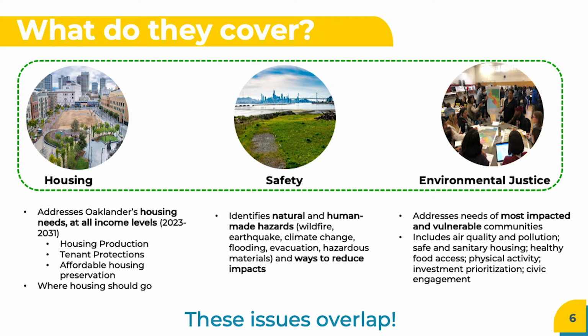The housing element must also show how Oakland will meet the housing needs of residents at all income levels, including affordable housing for seniors, families, and workers, and meet the city's regional housing need allocation over the next 8-year cycle.